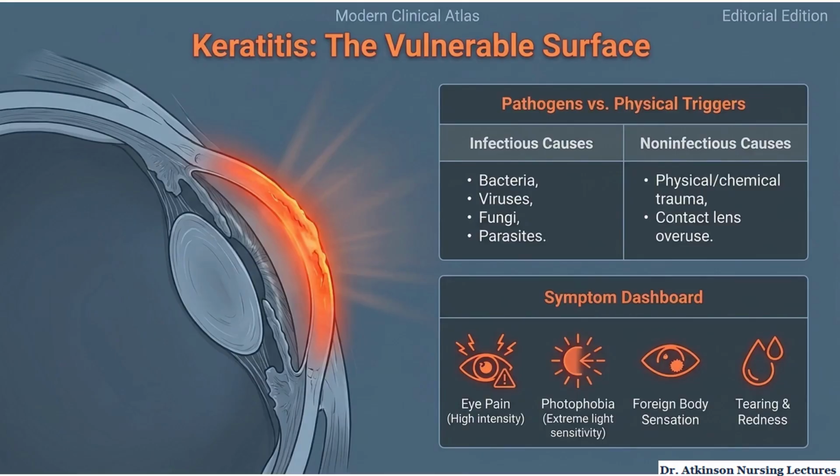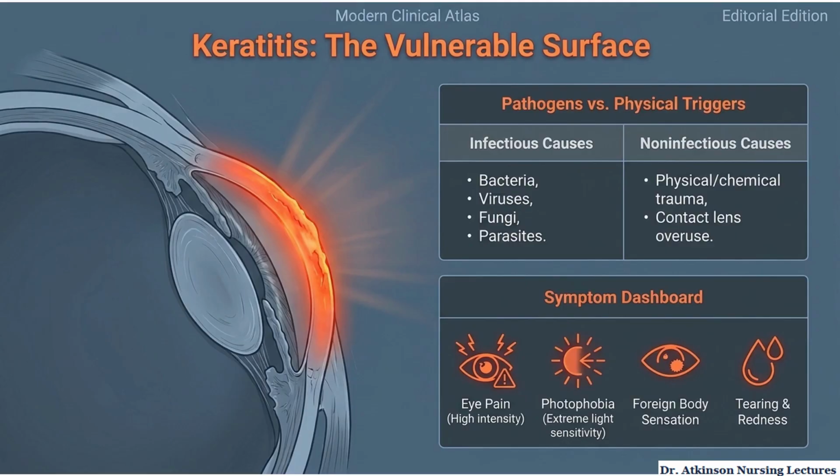Keratitis is inflammation of the cornea, and it can be caused by infectious or non-infectious triggers. On the infectious side, bacteria, viruses, especially herpes simplex, fungi, and parasites. Acanthamoeba keratitis is the parasite worth knowing. It's associated specifically with contact lens wear and exposure to contaminated water. On the non-infectious side, physical or chemical trauma and contact lens overuse. That last one is critical.